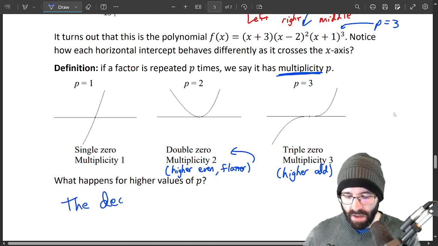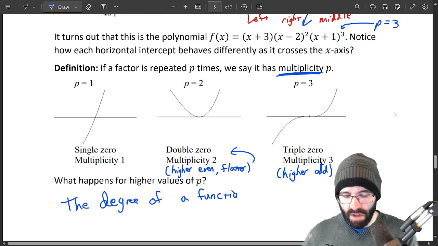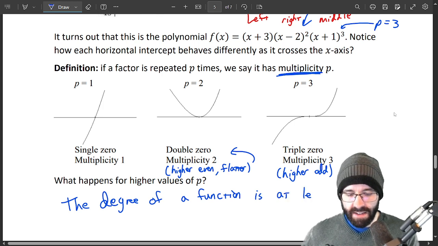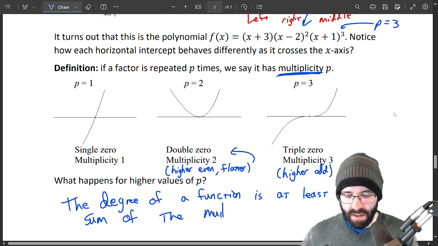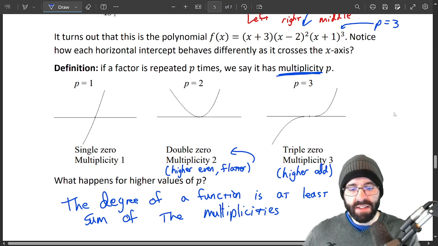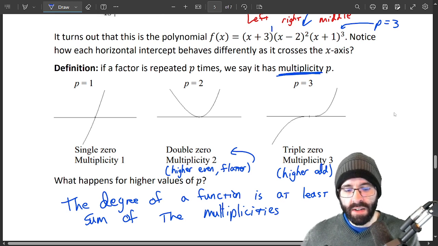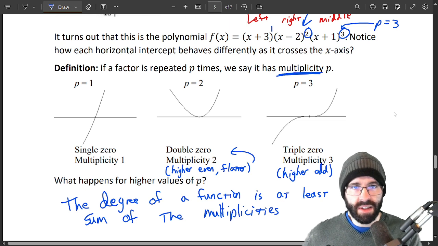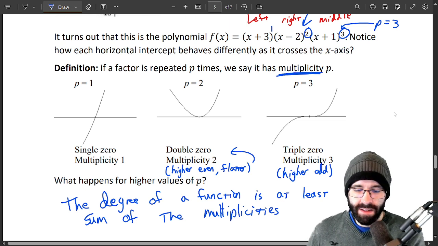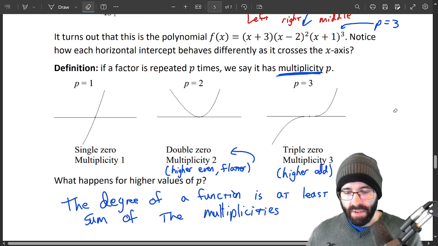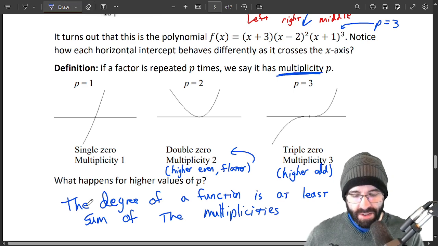The degree of a function is at least the sum of the multiplicities. What that means is that if there's something with multiplicity 1, something with multiplicity 2, and something with multiplicity 3, the degree has to be at least 6. That can be useful. I don't think it's mandatory, but it's useful.